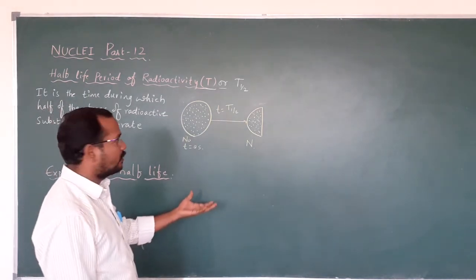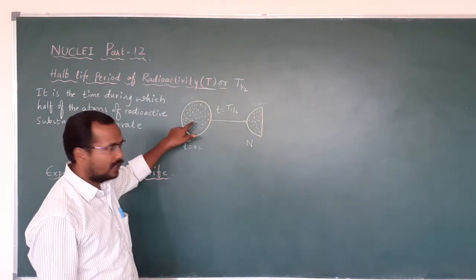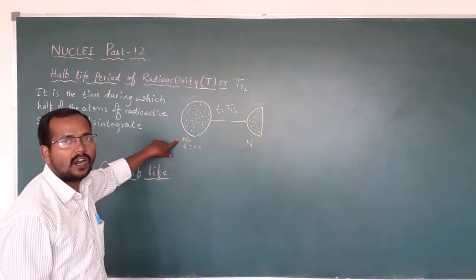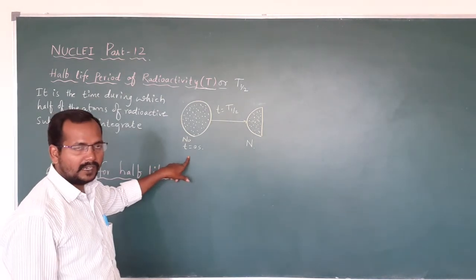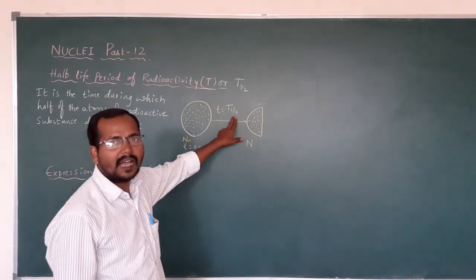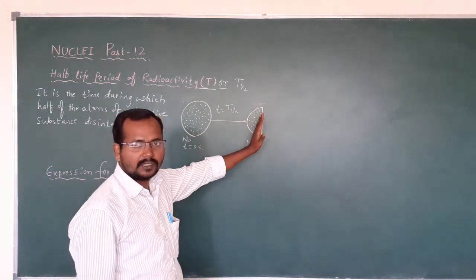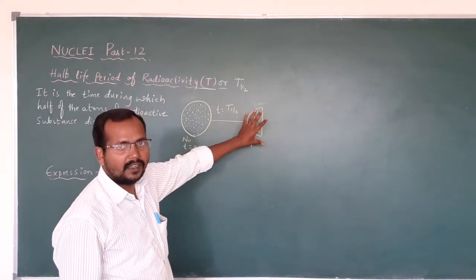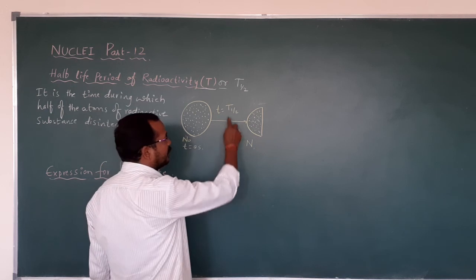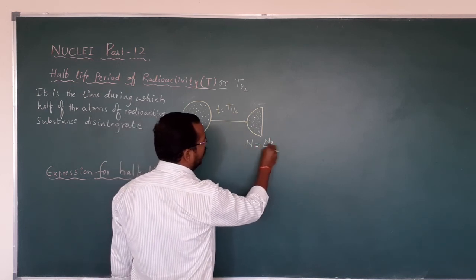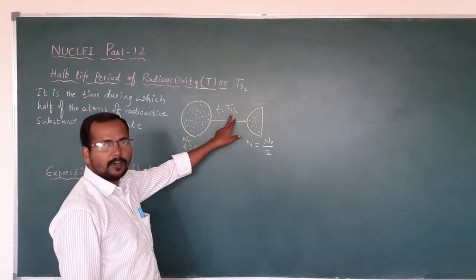To derive this, first I'll consider some important things. I'll consider a radioactive substance which has an initial number of atoms. How many? N naught. N naught be the initial number of atoms at time t equal to 0 second. Now after T half, nothing but the half-life period of this radioactive substance, exactly half of this radioactive substance has disintegrated, and the remaining is N number of atoms after T half time. So N is equal to N naught by 2, and I have to derive the expression for T half.